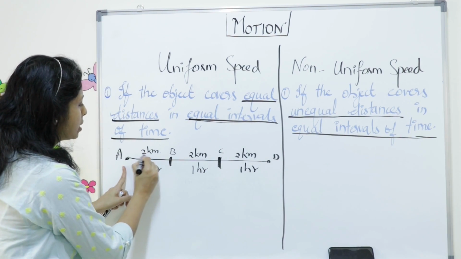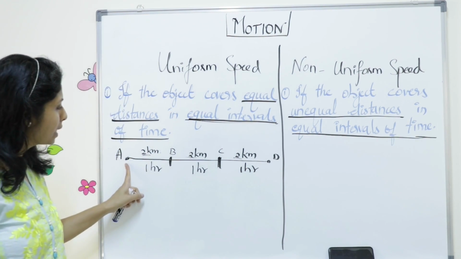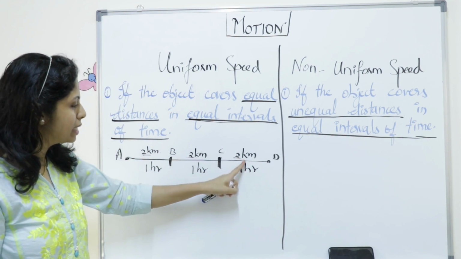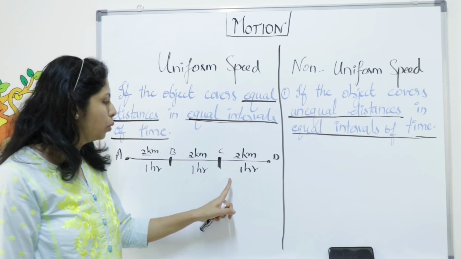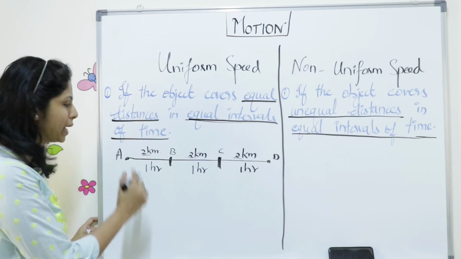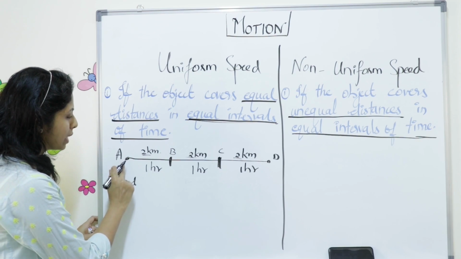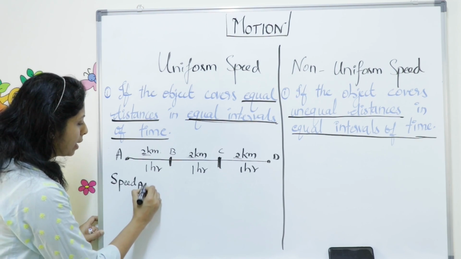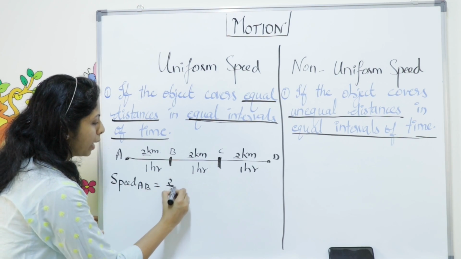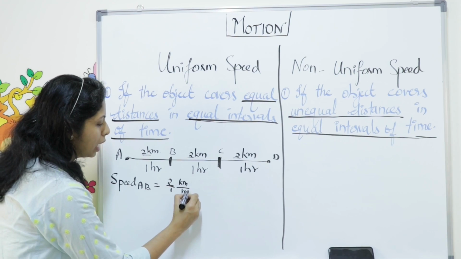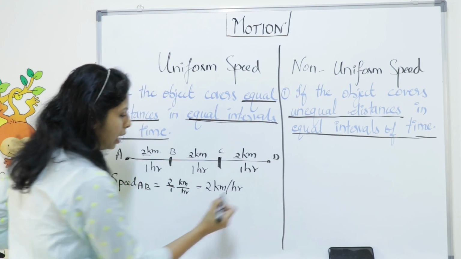So here if you see, the object has covered equal distances. See, equal distances of 2 kilometers, 2 kilometers and 2 kilometers. Here the object has covered equal distances at equal intervals of time. So from this, let us calculate the speed of an object traveling from the point A to B. It is distance by time, so it is 2 by 1 kilometer per hour, that is nothing but 2 kilometer per hour.